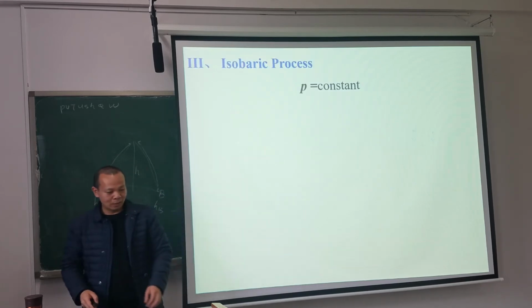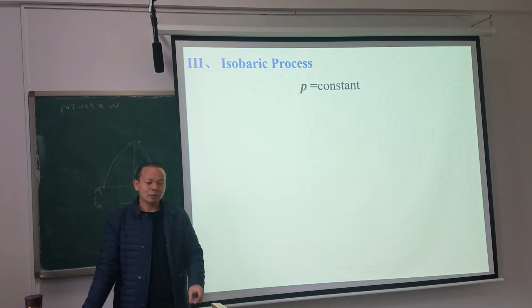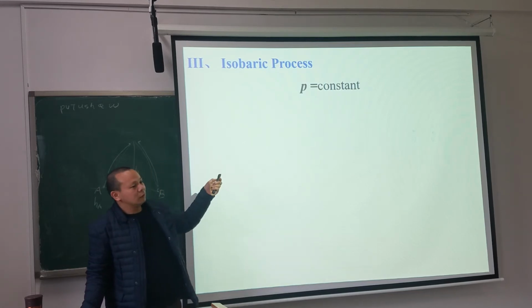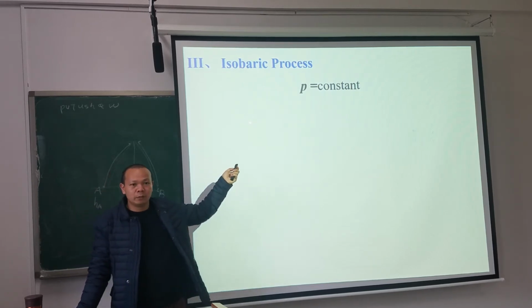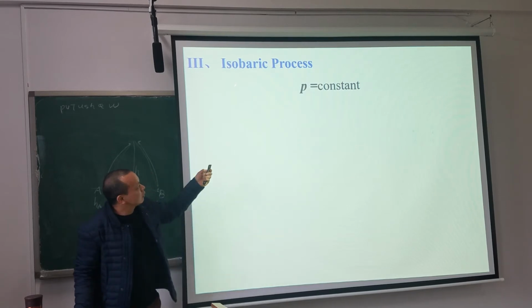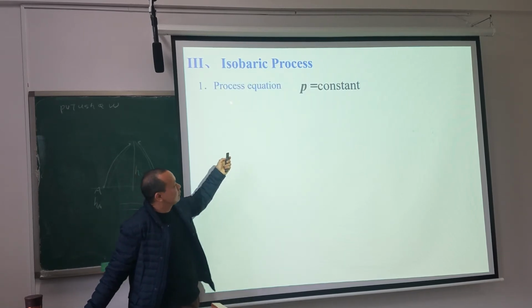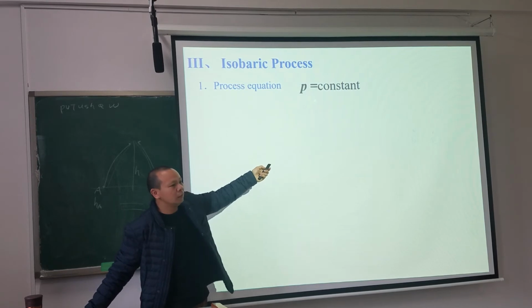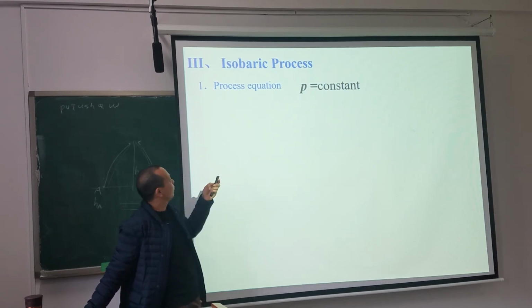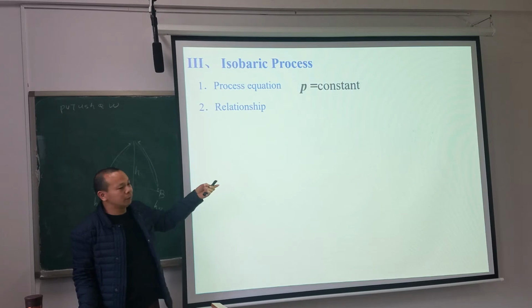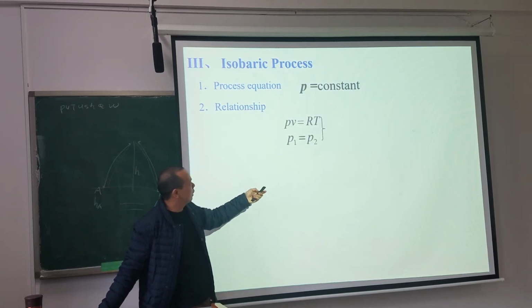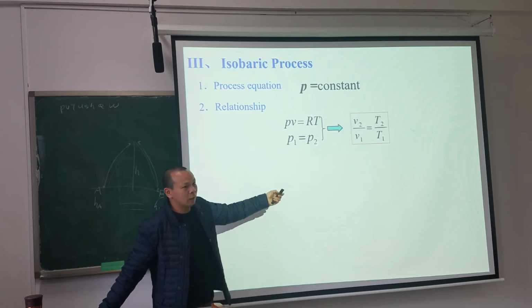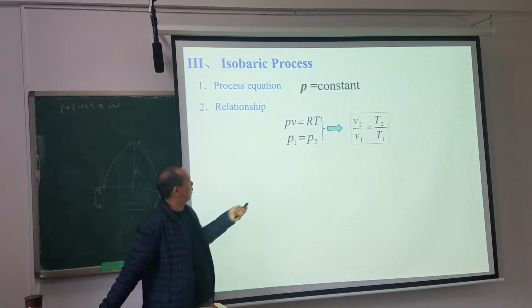Okay, and here is another one. Last case, maybe it's another typical thermal process, the isobaric process. This is a constant pressure process. And we also know the process equation is P equal to a constant. And the relationship we can also get, because we know PV is equal to RT, the state function, and now we get this one, the relationship between P, V, and T.